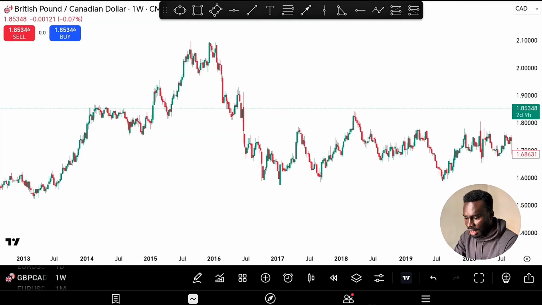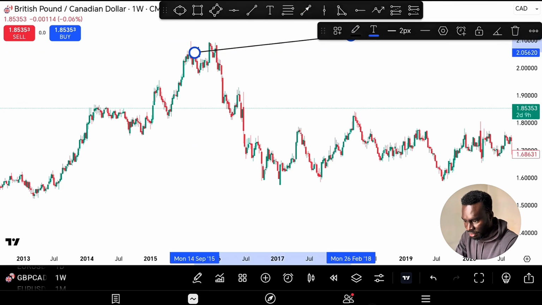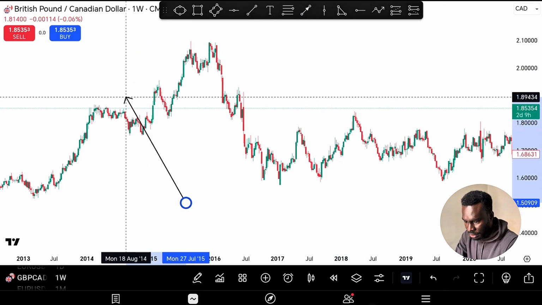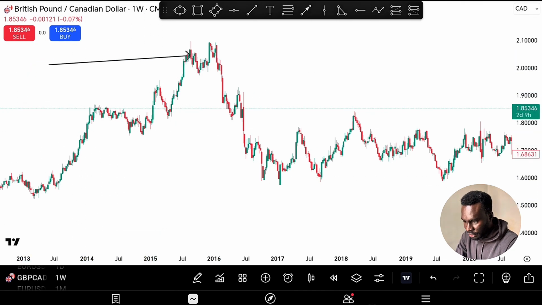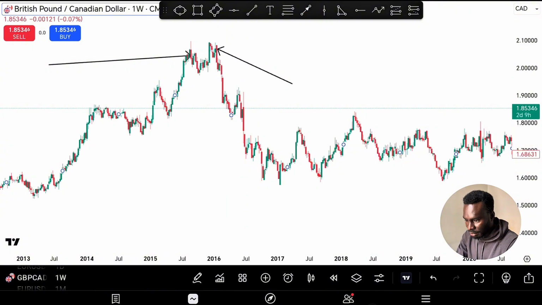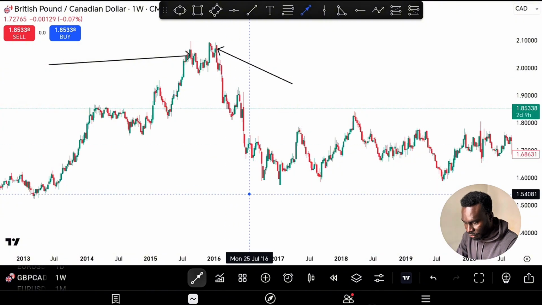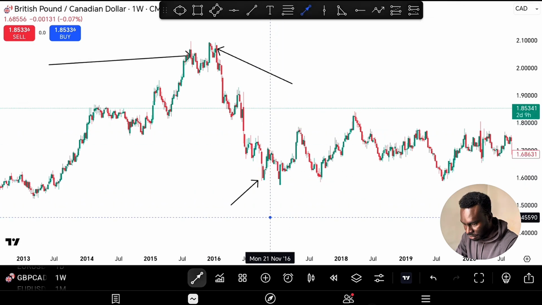Now here's a step-by-step process which I use to mark my zones. I find 2 or more areas of reaction. Like in this place we can see this is an area of reaction. I'm just going to do this here. This is an area of reaction, and then this is also an area of reaction. I mark it. This is also an area of reaction right here, and then this is an area of reaction as well.